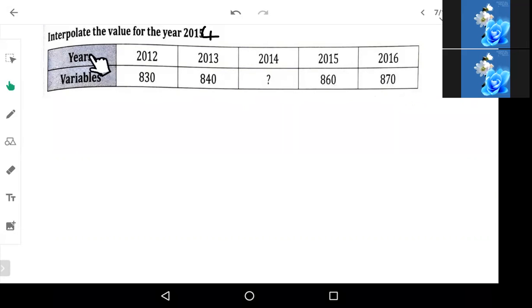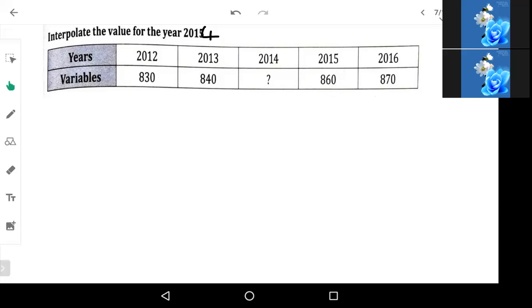Now, when they're asking you about interpolate, it is within the year. If you see, the first 2 years data is given, the next 2 years data is given, and the data in between is missing, right? In such cases, we will have to do the interpolation of the data. Now let us start. We will see how to do the interpolation.